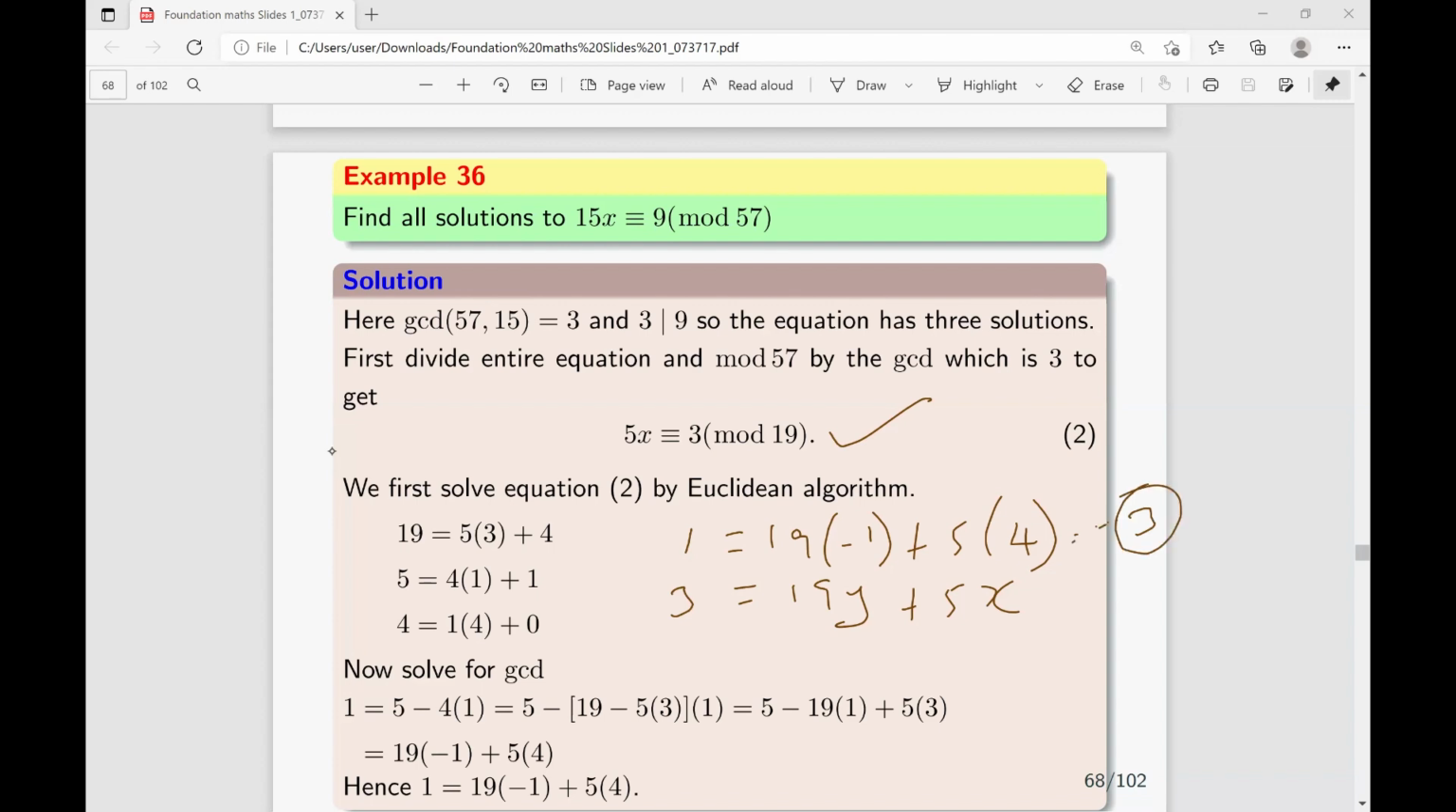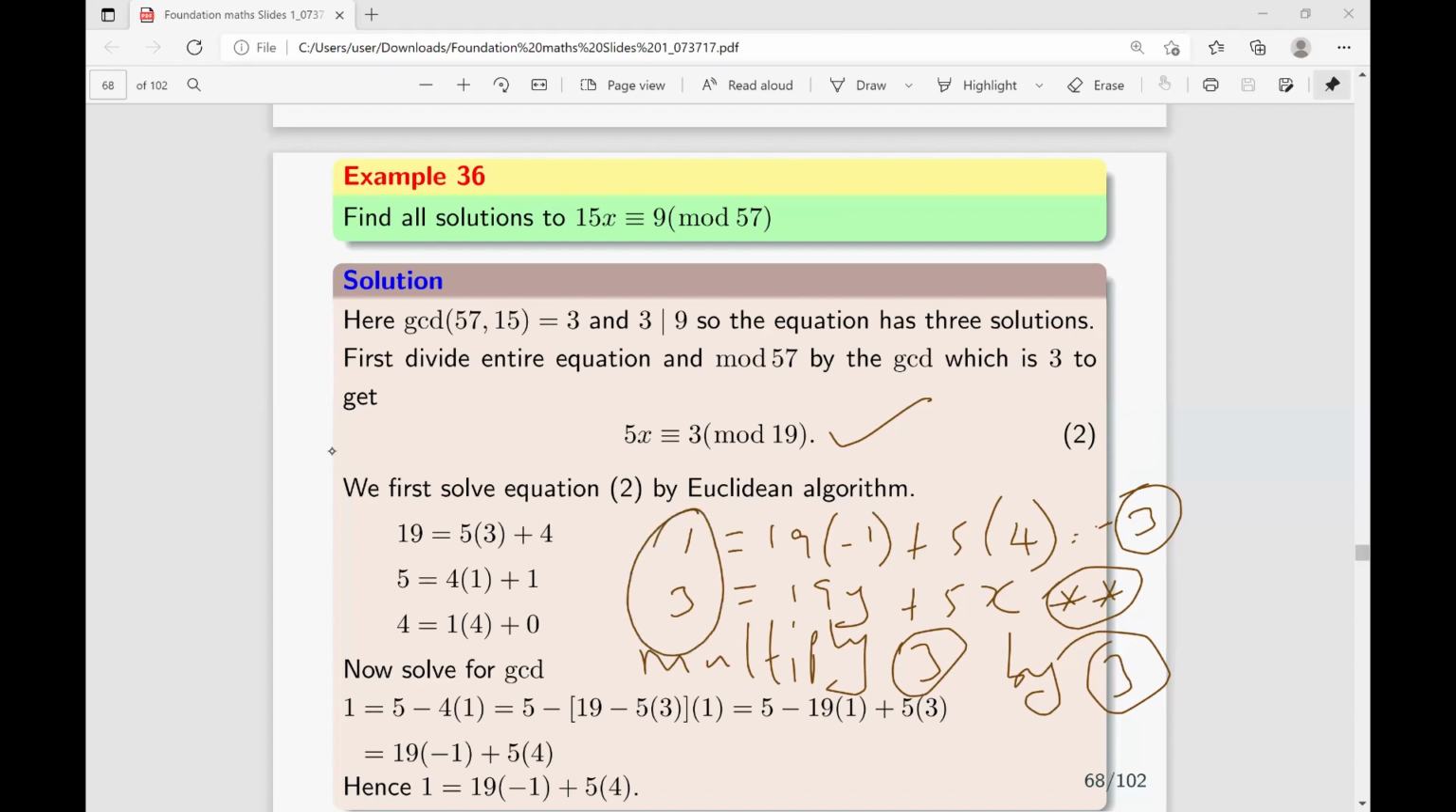Want to work on this until you obtain this. So that means you multiply equation 3 by 3. I'm doing that because I just want these two numbers to be equal. Is that okay? Yes, that's why I multiply that one by 3.